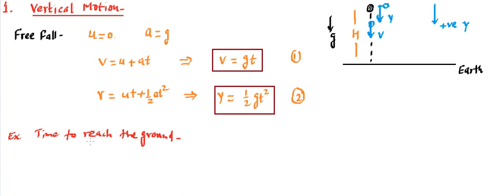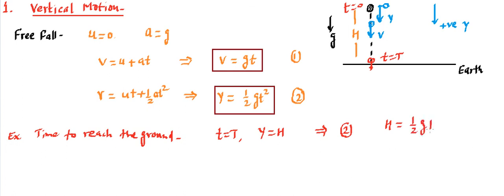Anyway, in this case, find the time to reach the ground. That means we are interested in when the object reaches here. So we can think that it starts at t equal to 0, and let's say that's some time capital T that we are interested in. So if we are interested in this capital T, what can we do? We can say it's going to be what is given to us, h. That means at time T the displacement is known to us. So when t becomes capital T, y definitely becomes capital H. So in equation number 2, substitute these values, and you'll get h is equal to half gt square.